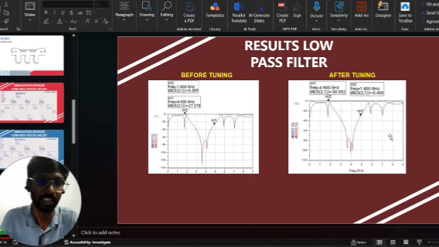1.8 GHz, and the insertion loss was only 0.429 dB. So it shows the excellent transmission performance. And here, this confirms that the ADS optimization successfully made all the design specifications.